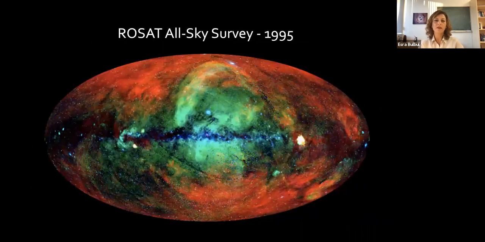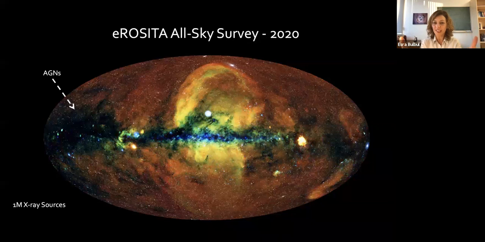But I would like to show some exciting results from the All Sky survey, because that is what we are aiming and working on at the moment. In 1995, the X-ray sky looked like this with ROSAT. Now in 2020, we got this with eROSITA. It's really beautiful. You can see the nice details and structures.